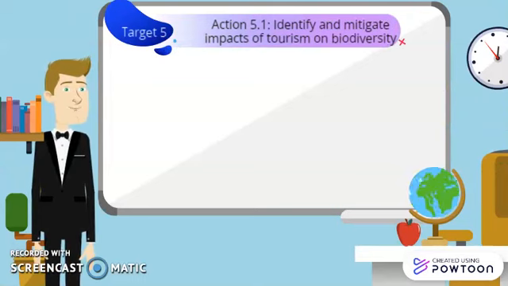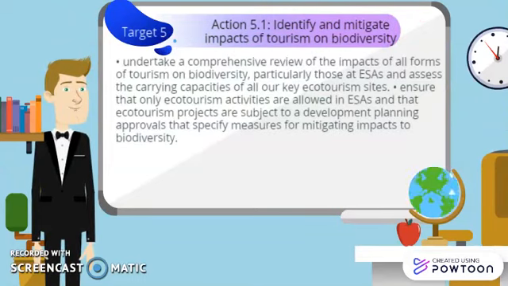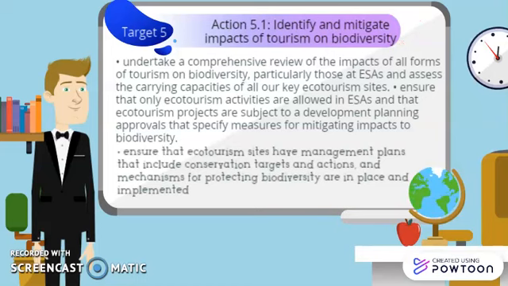Target 5. Action 5.1. Identify and mitigate impact of tourism on biodiversity by undertaking a comprehensive review of the impact of all forms of tourism on biodiversity, particularly those at ESA, and assess the carrying capacity of all of our key ecotourism sites. Ensure that only ecotourism activities are allowed in ESA and that tourism projects are subject to development planning approval that specify measures for mitigating impact to biodiversity.